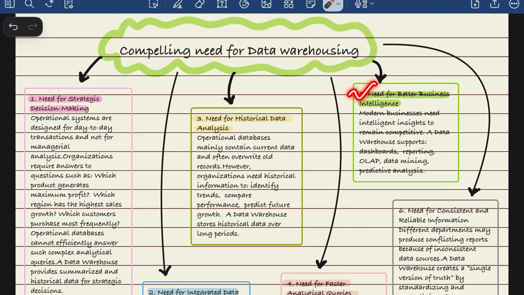Next need is for better decisions, for better business intelligence. With a data warehouse comes the need for better business insights. Modern managers don't want to look at ugly raw data, right? They want to look at beautiful dashboards, charts and interactive graphs. So a data warehouse provides that. It provides the clean fuel to power those dashboards. That is why we need a data warehouse for better business intelligence. We also need a data warehouse for consistent and reliable information.